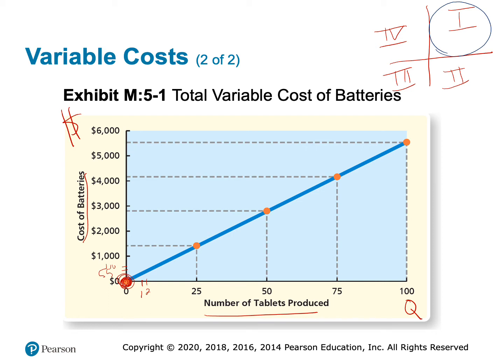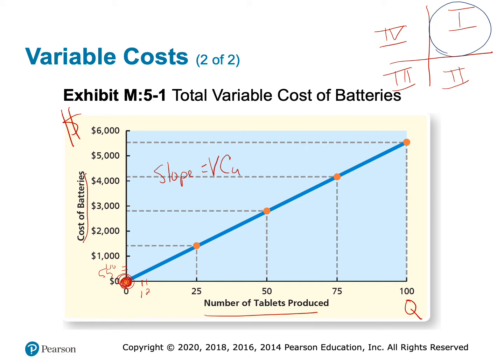Remember that our quick and dirty formula for slope is rise over run. So every time we go up 55, we go over 1, and up 55 and over 1. Therefore, the slope of this line is always equal to the variable cost per unit.